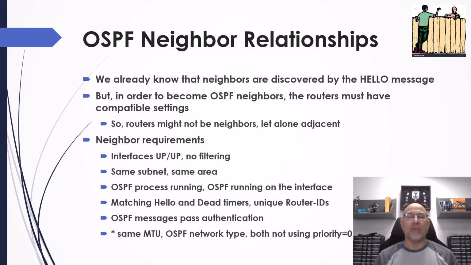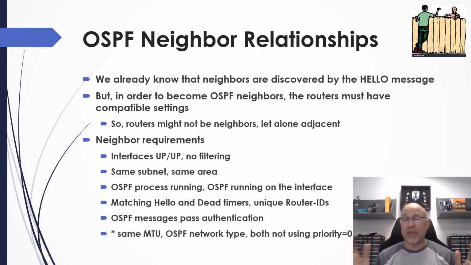Now there are some, I've got an asterisk here because these will prevent you from sharing router information, but won't necessarily break your neighbor relationship. And that is the same MTU, the max transmission unit, the same OSPF network type, and then we can't both use priority equals 0. We'll see what that means here in a little bit.